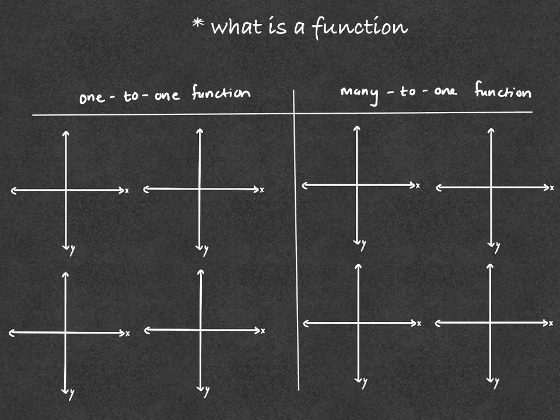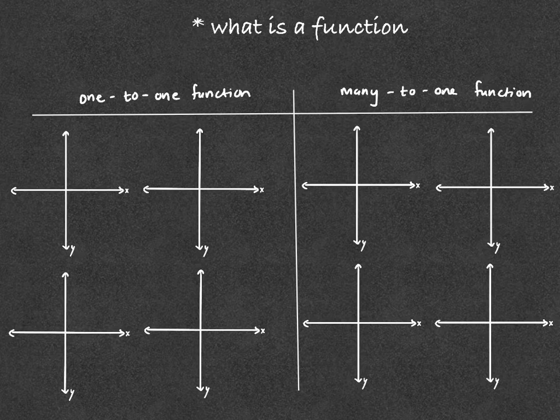All right, so let's look at what is a function. We get two different types of functions. We did this in grade 11 as well. There are one-to-one functions, and then there are many-to-one functions, right? In other words, when one input gives me one output, or when multiple inputs give me the same output, that will be a function.